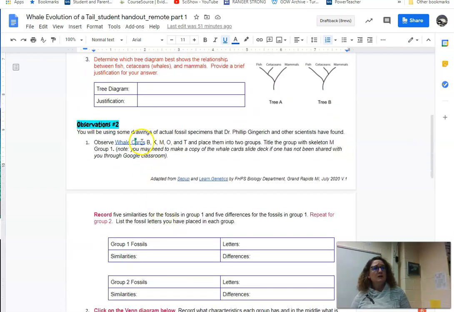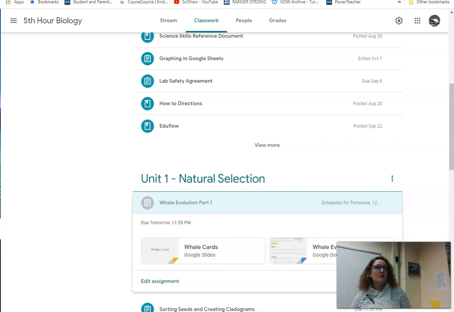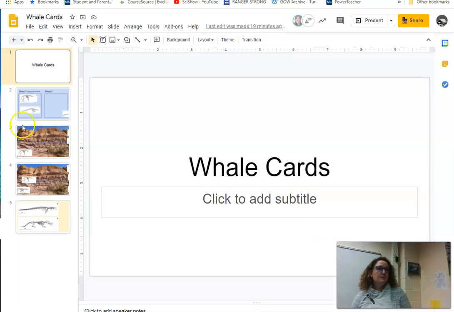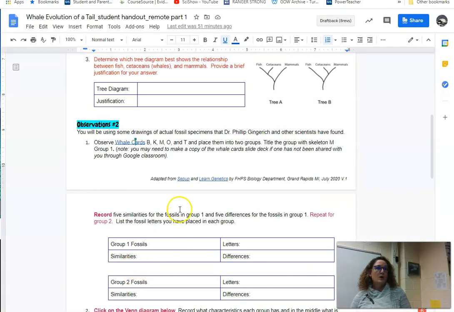This is where you'll need the slideshow. This link will not work for you. You'll open the slideshow from your Classroom because then you each have your own. When you open the slideshow, it will look like this. You're going to use the slideshow to walk through sorting out these fossils.